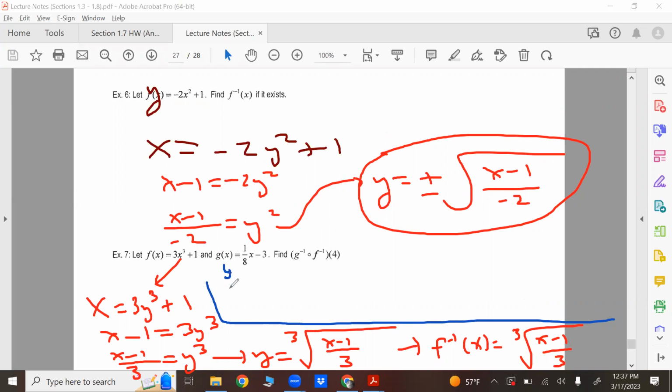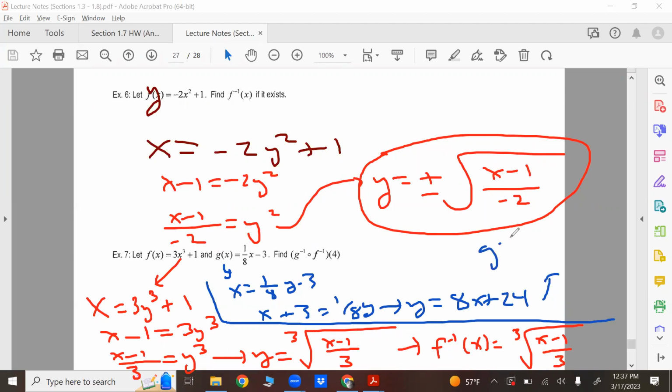Okay, here you're going to let x equal 1/8 y. Then you just multiply by 8, right? Yeah, x plus 3 equals 1/8 y. Yeah, 8x plus 24 is y. Good, excellent. Thank you, Charlotte. So then that's going to be the inverse of g, right? Yeah, 8x plus 24. Okay.